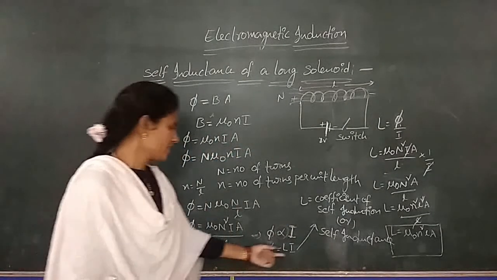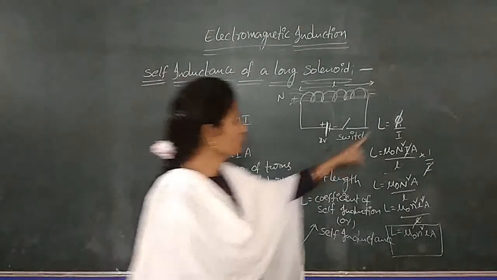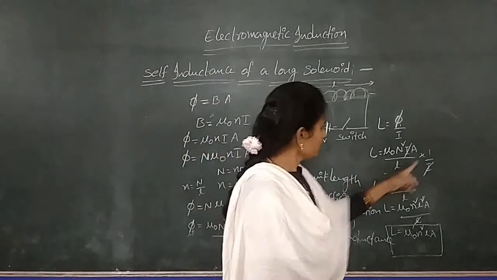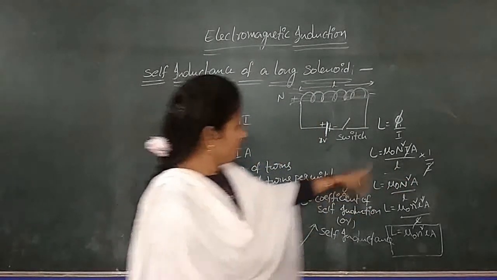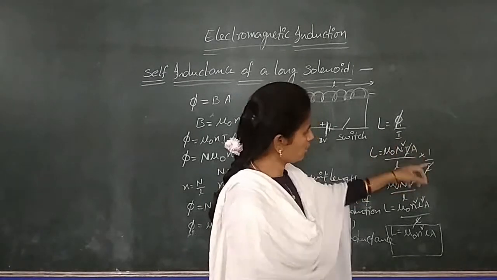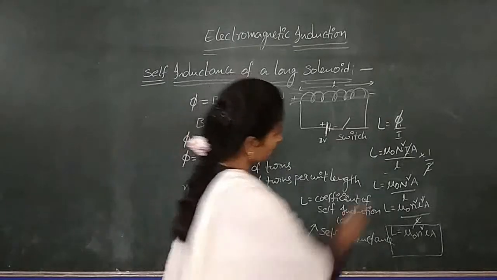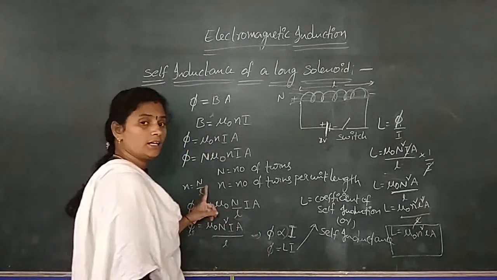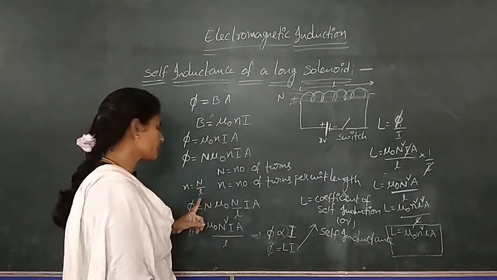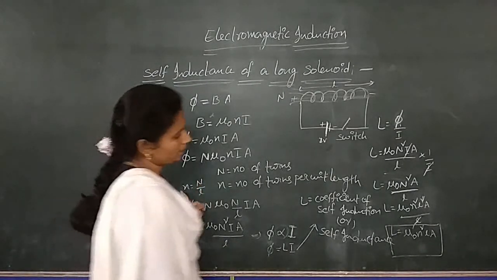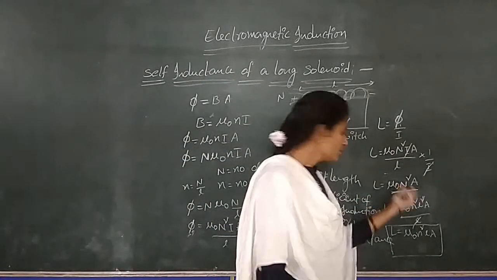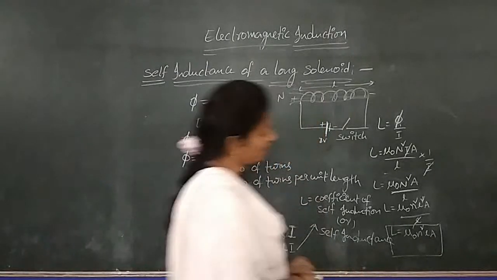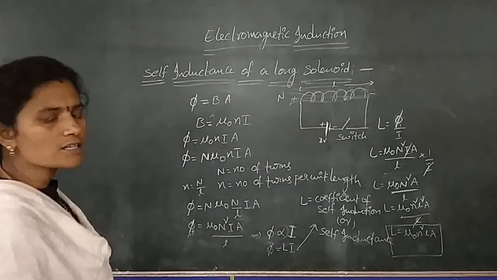So phi is equal to L into I, where L is equal to phi by I. What is the flux? Already we calculated it: mu naught N square i A by L, divided by I. It is the reciprocal, so that is why 1 by I gets cancelled, giving mu naught N square A by L. Here capital N is the number of turns and small n is the number of turns per unit length, so capital N can be written as small n into L. Substituting, we get small n square L square A by L, and one L gets cancelled. Then mu naught n square L A is the self-inductance of a long solenoid.